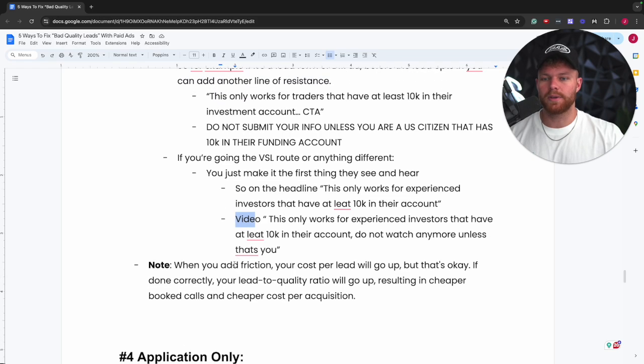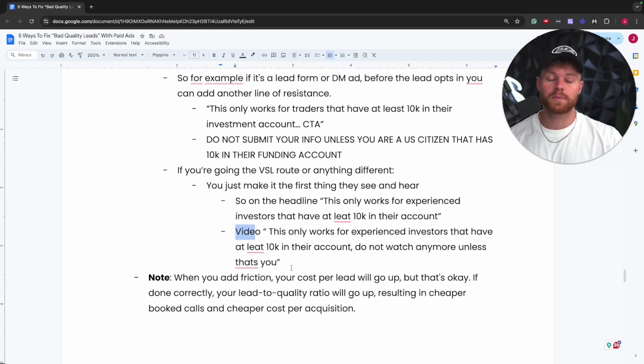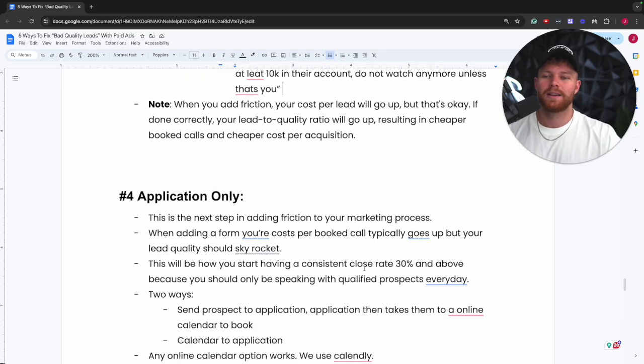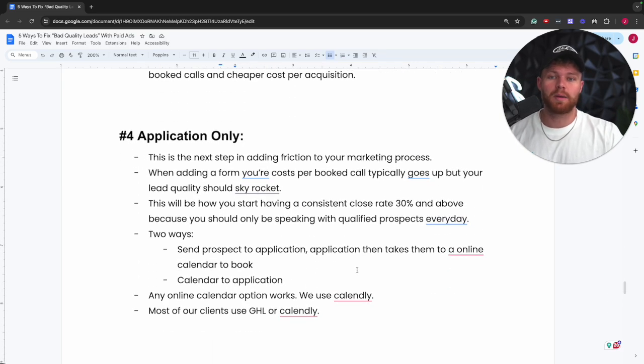A note for you is when you add friction, your cost per lead will go up. But that's okay, because if you do it correctly, your lead quality ratio will go up, resulting in cheaper booked calls and cheaper cost per acquisition, which means a higher close rate, which also means more money in your bank account. So number 4 is application-based only.